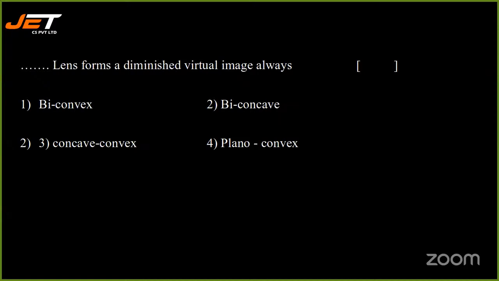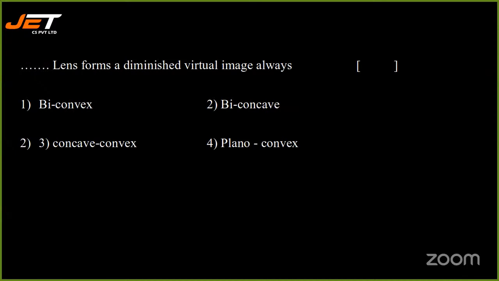Next, dash lens forms a diminished virtual image always. Always. Which kind of lens will give you a diminished virtual image? Which of the following lens forms a diminished virtual image? For those who are saying biconvex lens, just once again remember that you don't get a virtual image always, right? We have learned about real images as well. So think and type your answers.